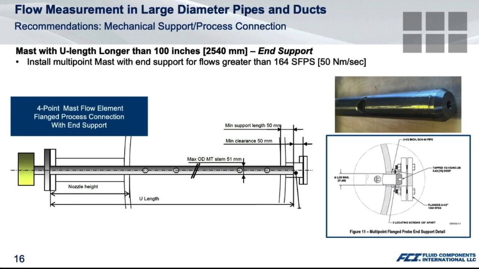Here we're depicting a mast flow element that's going into the pipe, extends all the way across that pipe to the other side of the wall and past. And we have a support system that we connect to the tip of that probe pipe. You can see up in the upper right-hand corner, there is the end of the probe, and there's a threaded NPT. We actually have a cap that fits onto the end of that probe and secures it on the other side of that pipe.